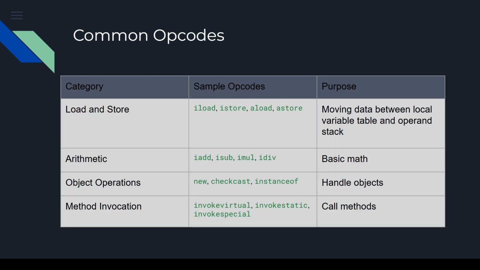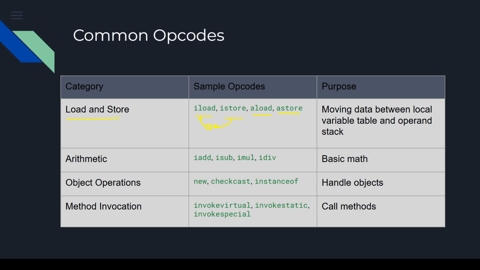Now here we see some of the common opcodes that you will see in the bytecode, although it will change depending on the code we write, but these are some of the common opcodes. And you can see the category, for example, load and store. So the common opcodes that you will see are iload, istore. iload basically loads the value from the local variable table onto the operand stack. Then istore means store that value back to the local variable table. Alright, aload is to basically load the reference, not the primitive value. And similarly, astore is the counterpart.